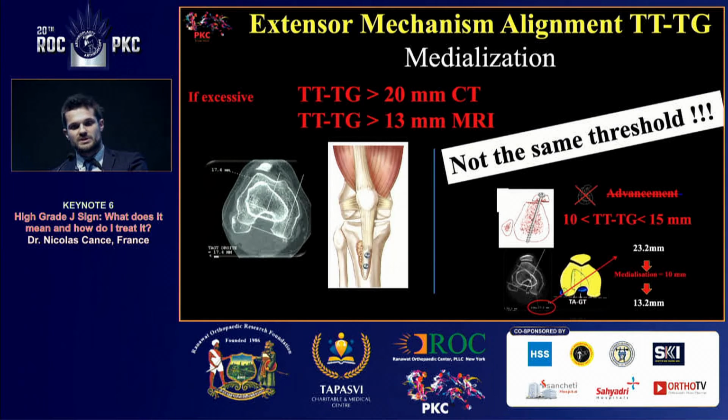The third risk factor is the extensor mechanism alignment, which is looked at with the TTTG. There are two ways to look at it: on CT with a threshold of 20 millimeters, or on MRI with a threshold of 13 millimeters. Be careful because it's not the same threshold, and when you measure it, you need to be really precise, because if you miss 1 or 2 or 3 millimeters, you may not proceed with the medialization, and your patella will dislocate again, and the surgery will fail.